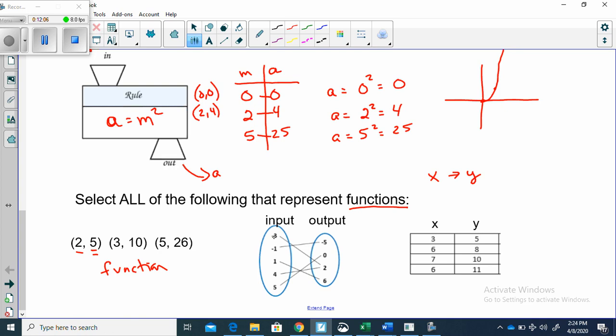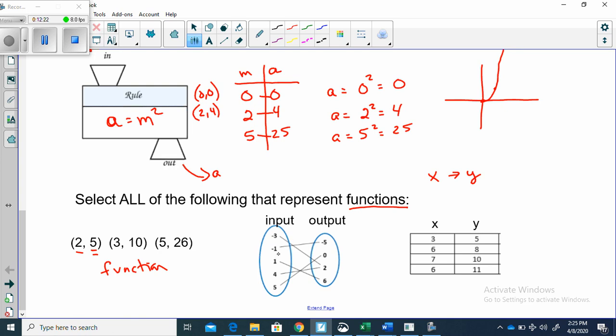Let's look at this one here. Here are our inputs, here are our outputs. -3 just has one output, it's 2. You go, well, wait, there's another line going here. That's 4 that has that output of 2. The inputs can't have two outputs.